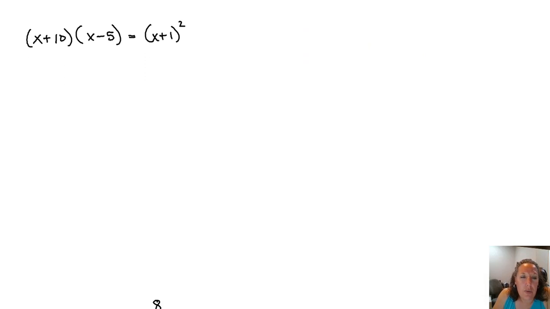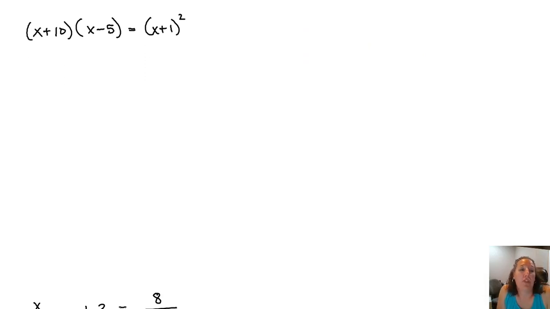All right, this next one doesn't look like a linear equation. We've got the quantity x plus 10 times the quantity x minus 5 equals the quantity x plus 1 squared. This looks like a quadratic equation. And if this were a quadratic equation, we would want to expand these products as much as we can and combine like terms. So that's how we're going to start this out.